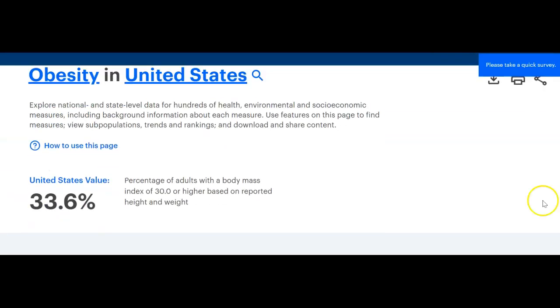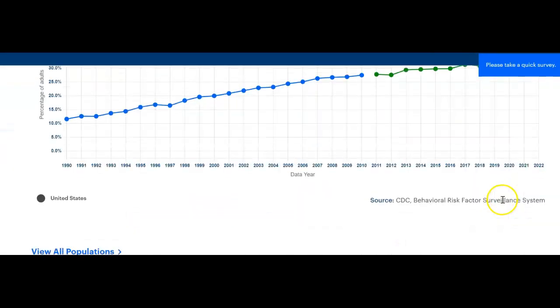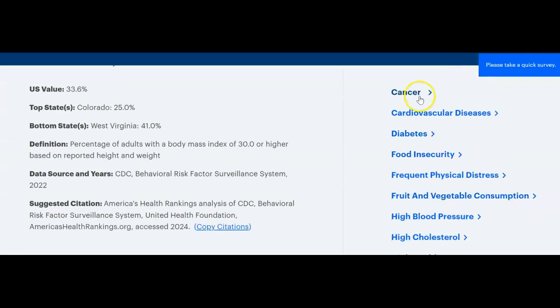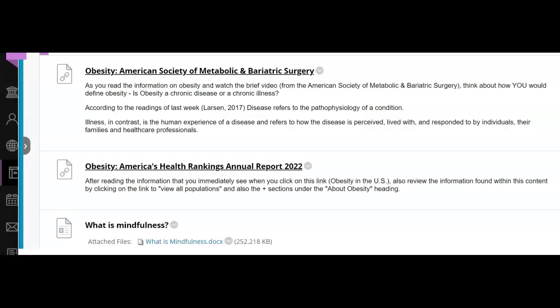It's an interesting site. So if you look further down, you're going to see that there's similar data about cancer, cardiovascular disease, diabetes. So you might want to keep the site for other classes and working on other aspects of health and healthcare. But for the purposes of this class, you're looking at this specific report. So you've gotten a little bit more information about obesity, and that's specific to data on that information.